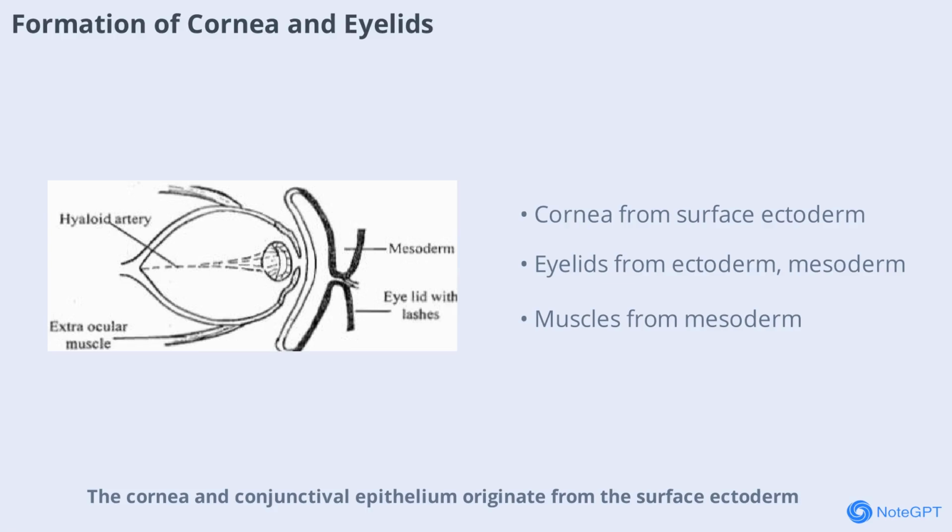Cornea and conjunctival epithelium originate from the surface ectoderm, while the underlying stroma and endothelium are mesodermal in origin. The eyelids develop from folds of surface ectoderm that grow in front of the cornea, unite, and later separate. Mesoderm is present between the two layers of the eyelids, contributing to their structure. The extraocular muscles, ciliary muscles, orbital contents, and bony orbit also arise from the mesoderm, highlighting the collaborative development of various tissues in the eye.